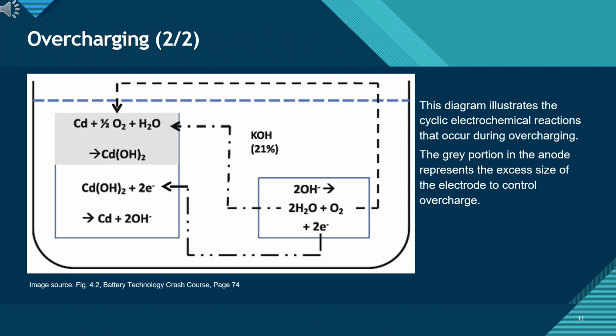Notice the gray portion in the anode. This represents the extra electrode material that makes this balancing act possible. Thanks to this design, the pressure inside the sealed cell is kept under control, preventing the battery from swelling or venting dangerous gases. The key takeaway here is that NiCd batteries handle overcharge better than many other chemistries, but this is achieved through a clever self-balancing reaction between oxygen and cadmium hydroxide. Still, too much overcharging generates heat and stress, so protection circuits or careful charging are always important.